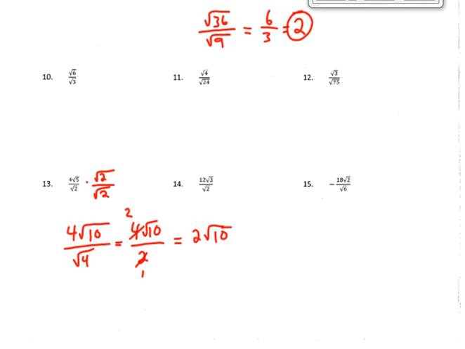Do not reduce the 2 with the square root of 10. You cannot do something that's outside of a square root and reduce it with something that's on the inside of the square root. Okay, and we look at this in 2 stages. You have the outside, something that's outside the square root, and something that's inside the square root. We can multiply things that are inside the square root. We can multiply things that are outside the square root. We can't multiply things that are outside with things that are inside without that square root being a separator. So I end up with 2 times the square root of 10 for number 13.